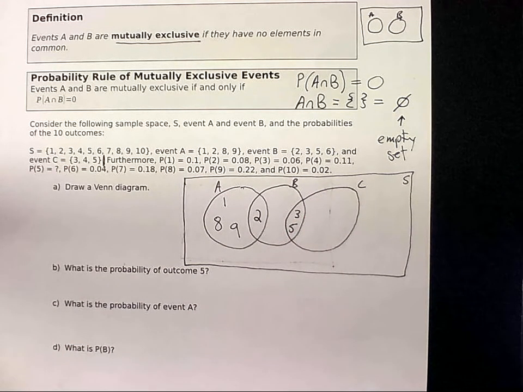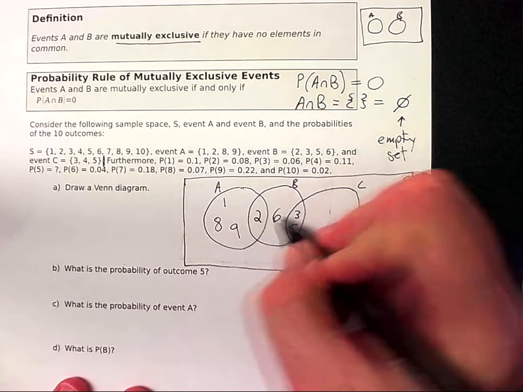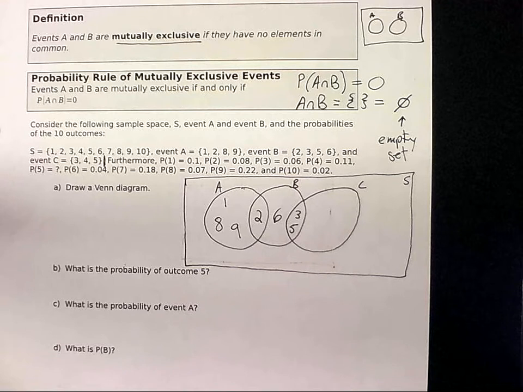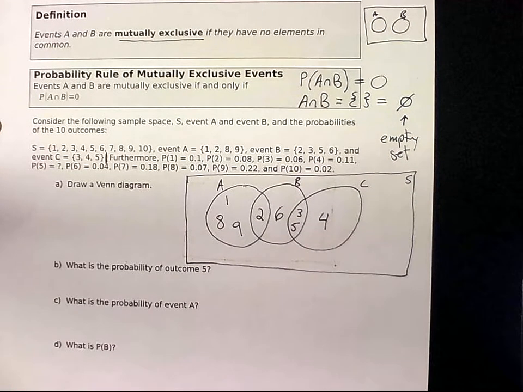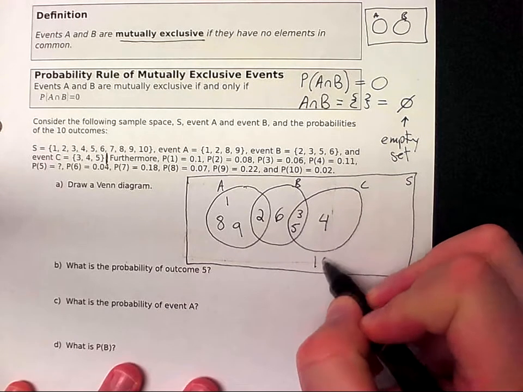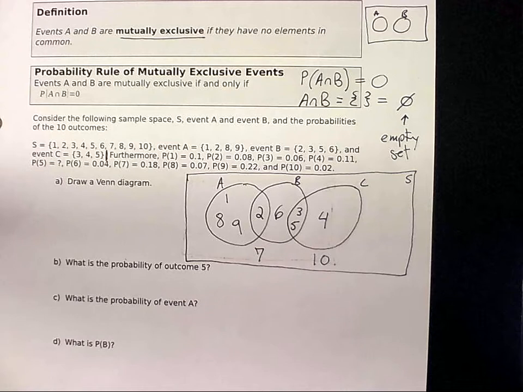Does that make sense? Then what am I still missing from B? 6. So 6 I'm going to put right here in the only B part. And what am I still missing from C? So I'm going to have this right here. Am I done? What am I still missing? 10 and 7, right? I still have 10 and I still have 7. So those need to go inside of S, but they're not in A, B, or C. All right, is everybody good with that? So this right here is a perfectly fine example of a Venn diagram for the setup that we have up here. Everybody good with this?